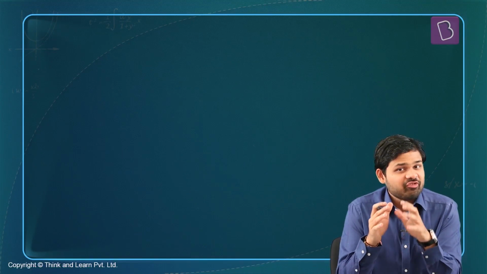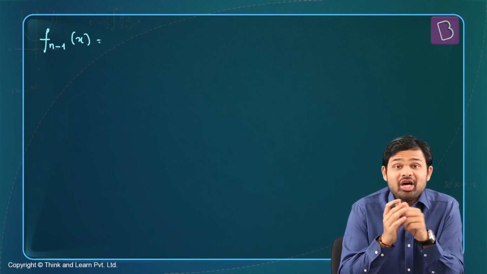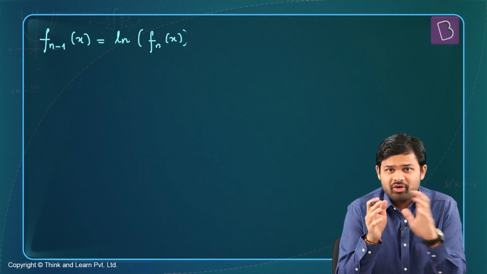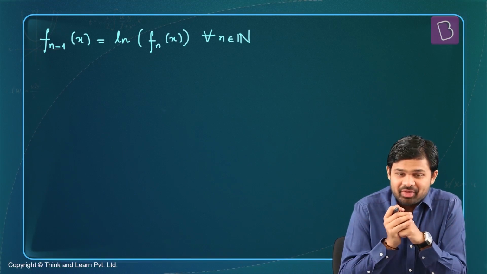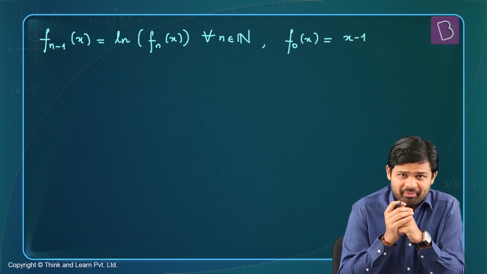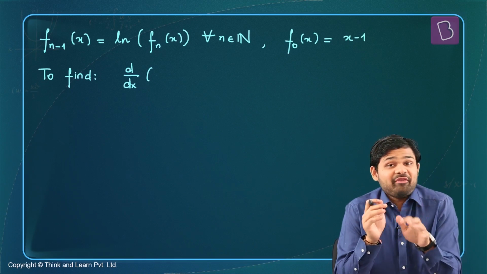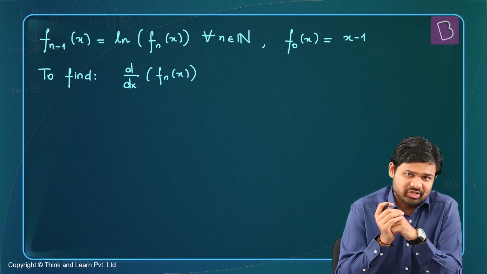So in this question, we've been given a definition of f_{n-1}(x) as log of f_n(x), where n is any natural number. Further, we've been told that f_0(x) is equal to x minus 1. The objective of this question is to find out the derivative of f_n(x) with respect to x.